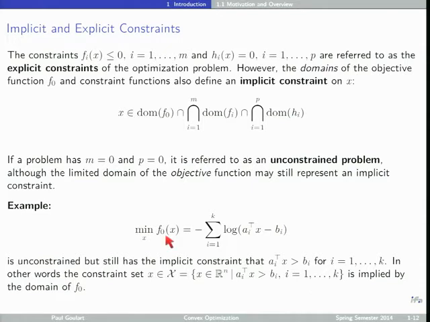But for the most part, if we wanted to, we could write this down explicitly as an inequality constraint, and then we wouldn't have to worry about the domain of f anymore.